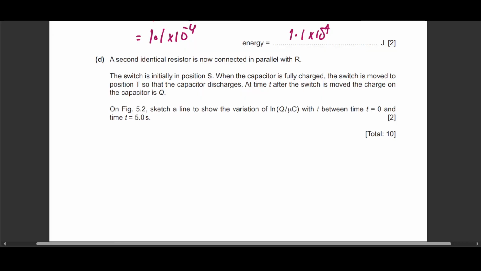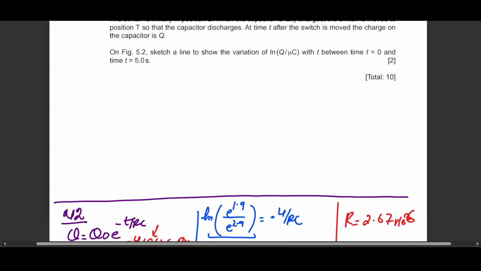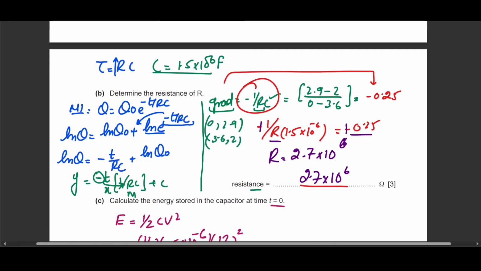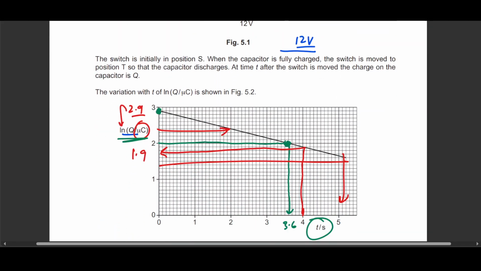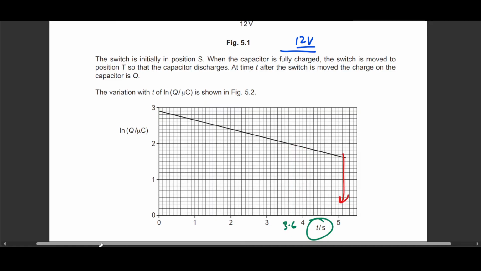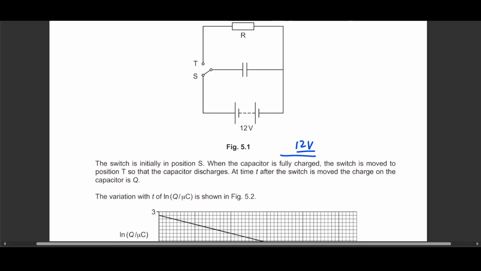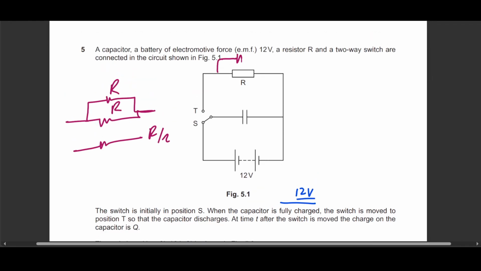Part D. A second identical resistor is now connected in parallel with R. Now please, in the chapter of electric current, we understand that if you connect resistors in parallel, the overall resistance decreases, right? And there is a rule for this, that if you connect identical resistors, let's say this is R and this is R, the total resistance is R by 2.